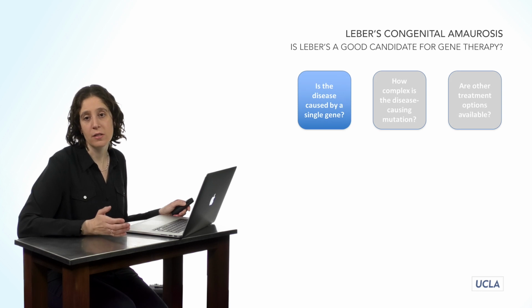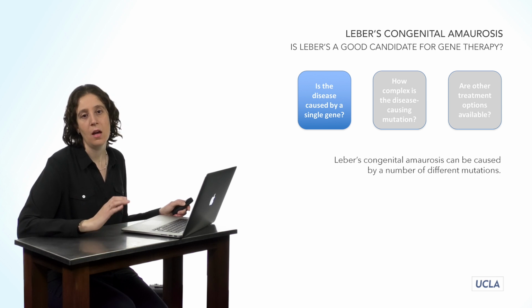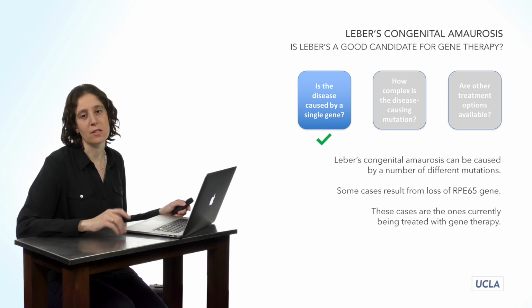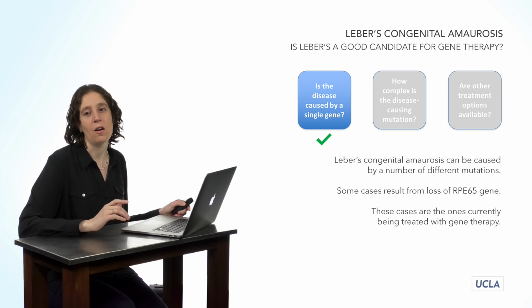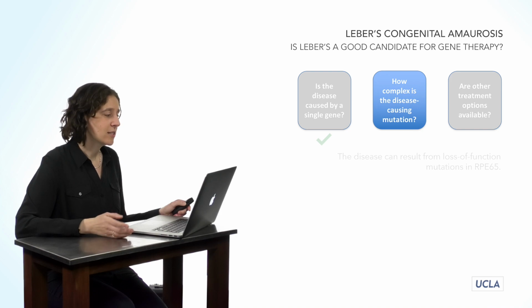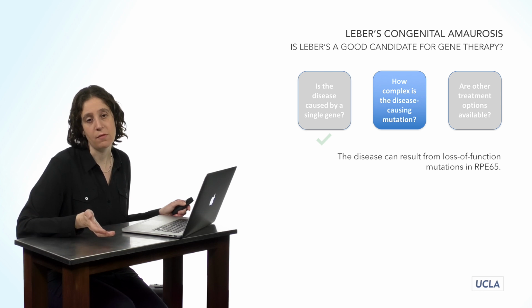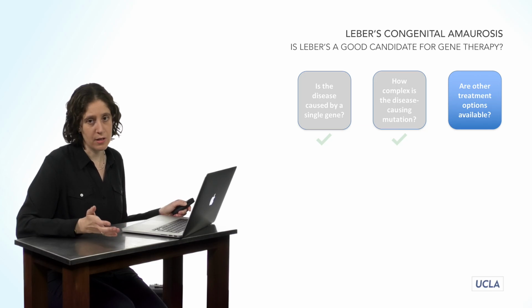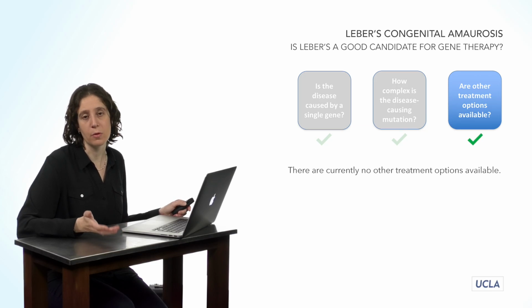Now let's talk about the considerations in determining whether Leber's congenital amaurosis is a good candidate for gene therapy. The first question is whether it is caused by a mutation in a single gene. Well, the disease can actually be caused by a number of different mutations. But some of the cases result from loss of RPE65. So these cases where the disease results from loss of RPE65 are the ones that can be treated with gene therapy. The second question is how complex the disease-causing mutation is. In this case, the disease results from a loss-of-function mutation in RPE65, so it should be possible to treat it using gene addition. Finally, we need to consider whether other treatment options are available. And the answer here is simple. There are basically no other treatment options available for this disease.